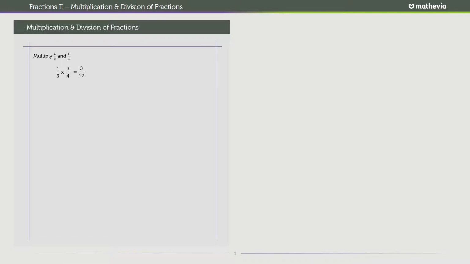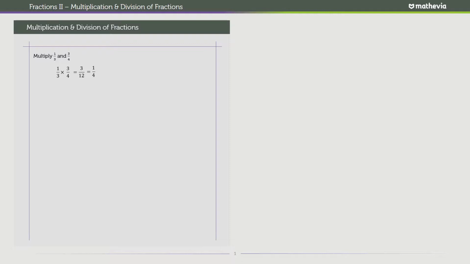Okay, and from equivalent fractions, we can actually reduce this, simplify this by dividing the numerator and denominator by 3, and we'd end up with 1/4. Very simple. That's pretty much it. Very easy, multiplying fractions.